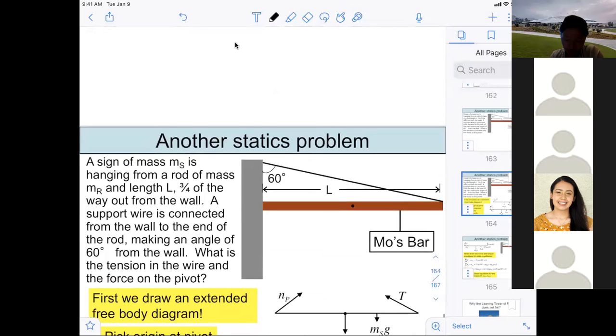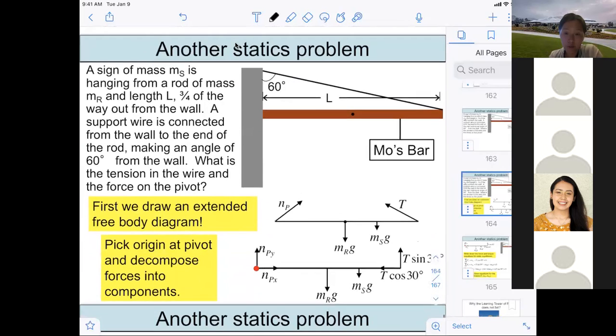First of all, we want to draw an extended free body diagram, okay? To draw it, we start out with the gravity, knowing that the gravity of the beam is right at the center, right? Gravity of the sign pointing down. Tension would be along the direction of the rope, always along the direction of the rope. So right here, this is your tension. Again, the force from the pivot, we don't know exactly where it's pointing. We can write down the X and Y components, call it X and Y force from the pivot.